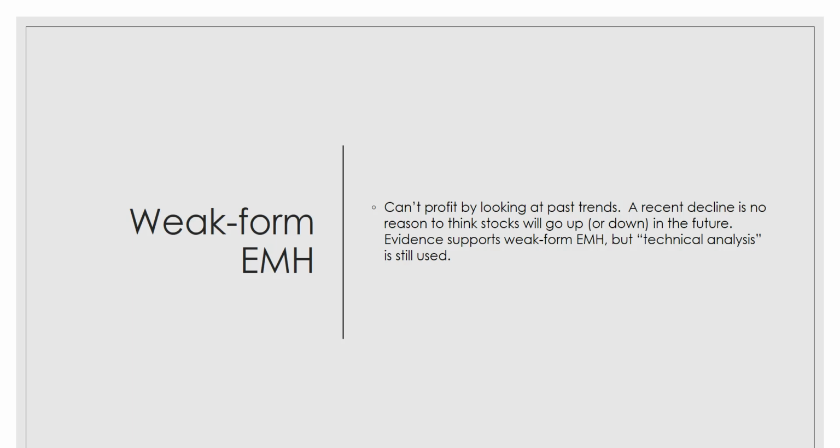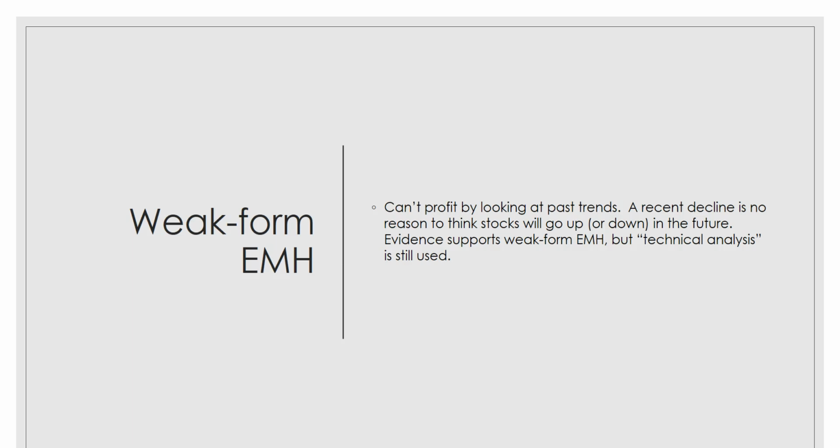There are different forms of the efficient markets hypothesis. The weak form says that you cannot profit by looking at past trends. Just because we've seen stocks go up in recent days, that doesn't mean that they're going to continue to go up. There is evidence that supports the weak form, but still investors use recent movements to predict future movements, and this is called technical analysis.